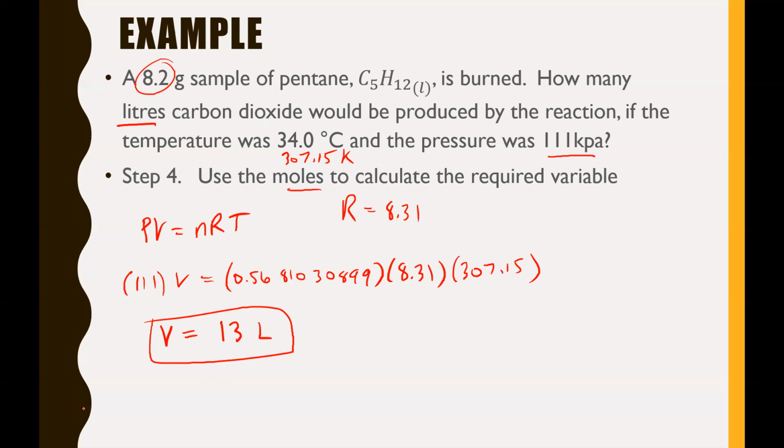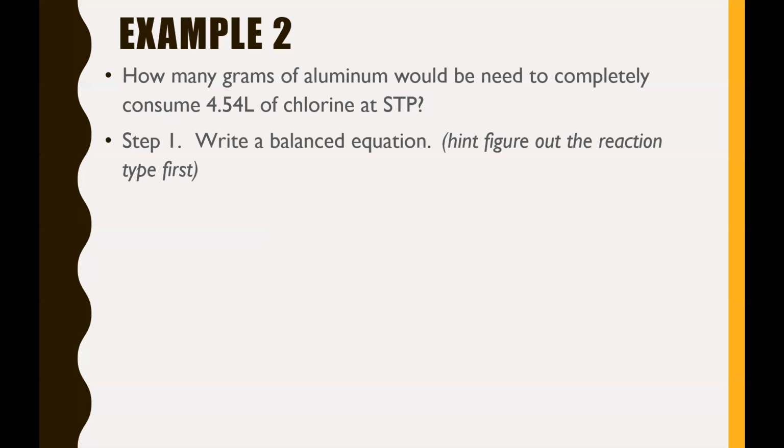That's it, right? So in other words, if you had 8.2 grams of pentane and you burned it, and every last drop of that pentane burned, you would have 13 liters of carbon dioxide being produced by that. That's a lot of carbon dioxide. There you go. All right, cool.